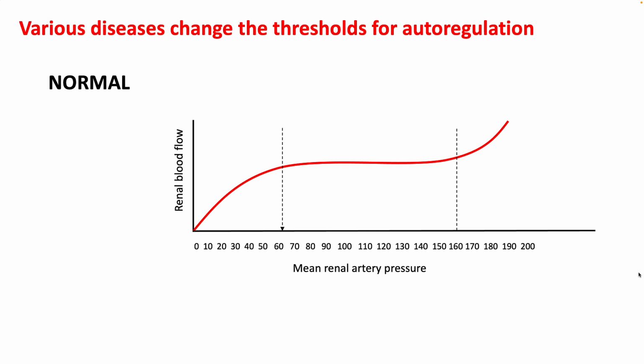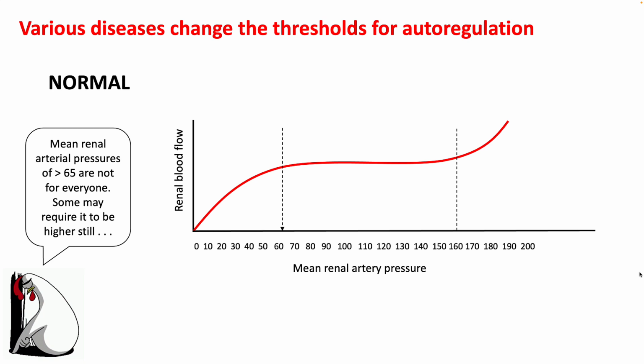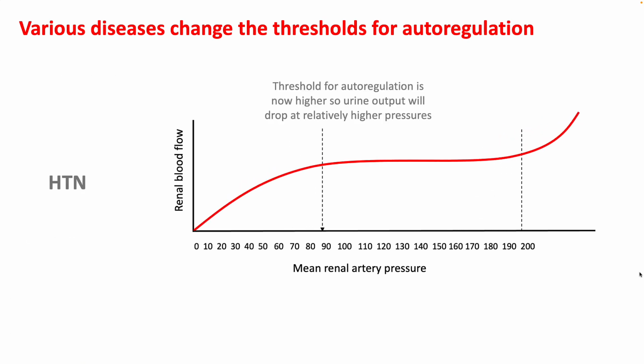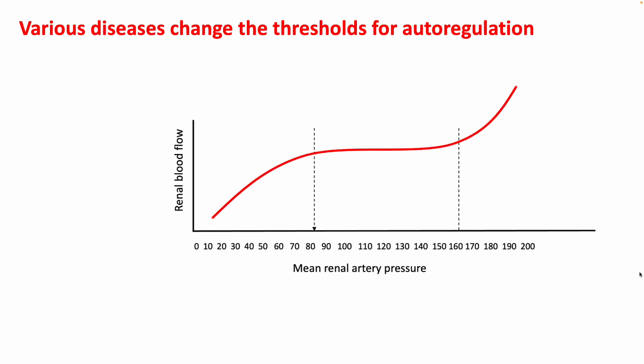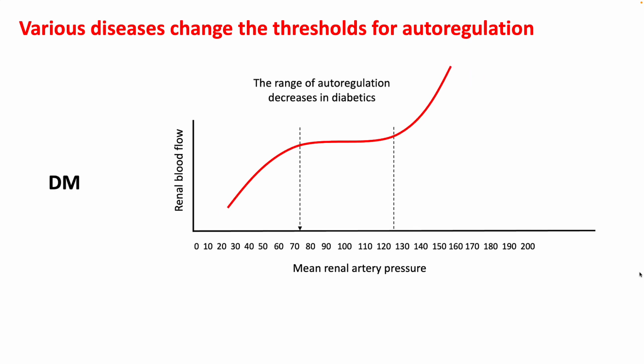Different disease processes change the threshold for autoregulation. So a mean arterial pressure of more than 65 is not for everyone. For example, in patients with chronic uncontrolled hypertension, their threshold for autoregulation is higher, so urine output will drop at relatively high pressures. If these patients' mean arterial pressure is 70, you would still see decreased urine output and renal failure. In patients with diabetes, the range of autoregulation decreases.